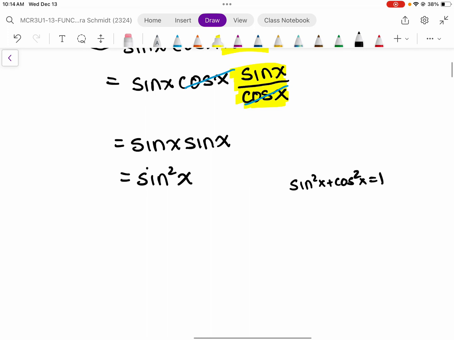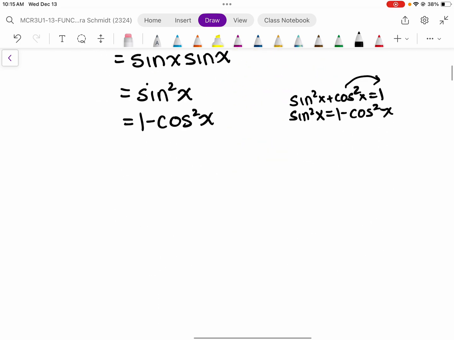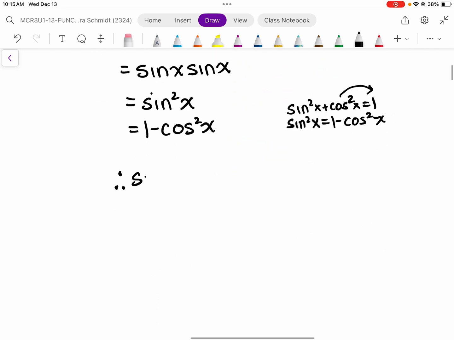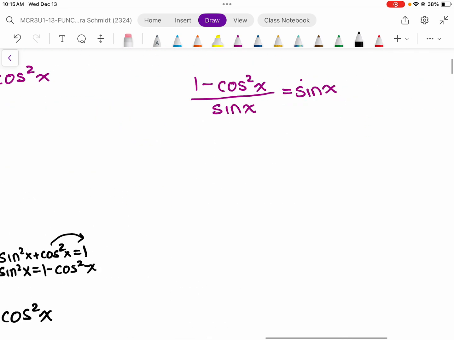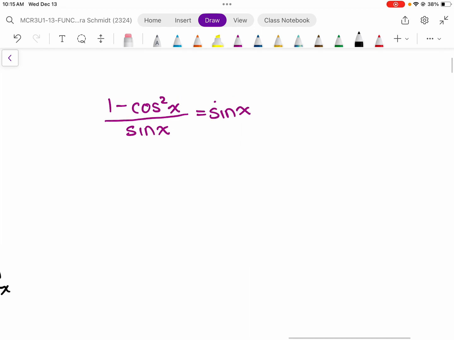That's my Pythagorean identity. So I also know that sine squared x is equal to, if I move the cos squared to the other side, 1 minus cos squared x. So I can replace sine squared x with 1 minus cos squared x, which is what my right side is. So therefore, sine x cos x tan x is equal to 1 minus cos squared x, because I just showed my left side is equal to my right side. Okay, next question. 1 minus cos squared x over sine x is equal to sine x.